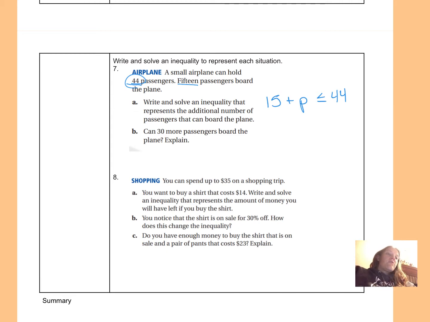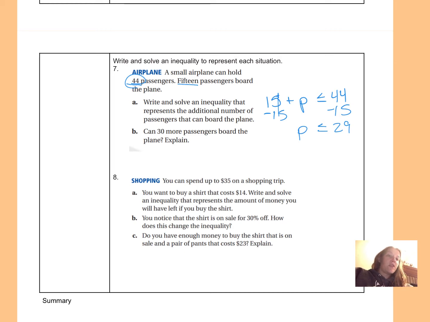It says and solves. Now we're going to do minus 15 on both sides. Make that 0. So the number of passengers we can add is less than or equal to, let's see, that's 29. So we can fit 29 or less passengers on that plane still.